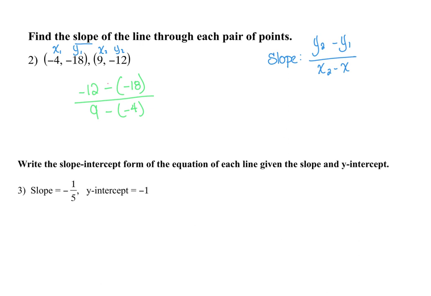If you recall, subtracting a negative is the same thing as adding. So we're subtracting, adding the opposite. And so for this one, we would have a -12 plus 18 on top, which would give you a 6, and a 9 plus 4 on bottom, which would give you a 13. So your slope here is 6 over 13.